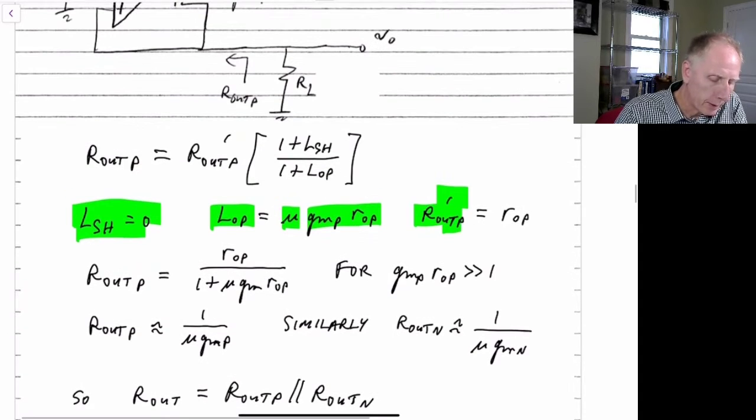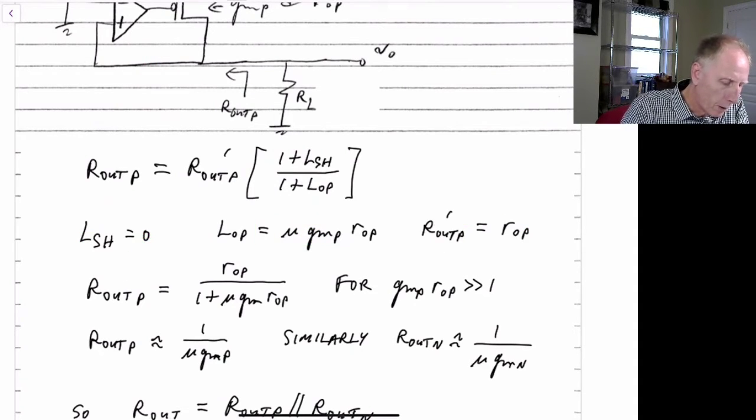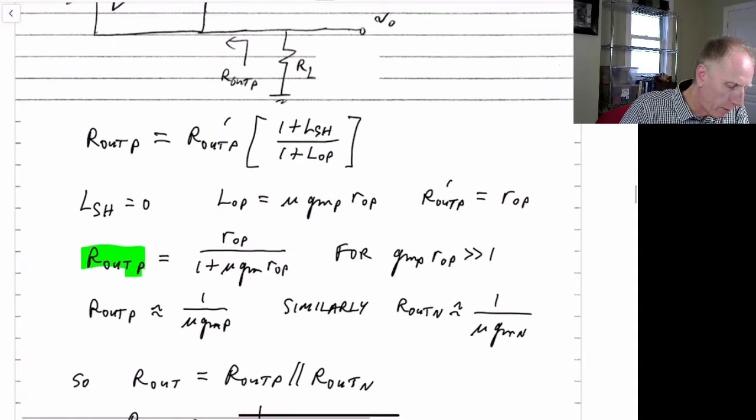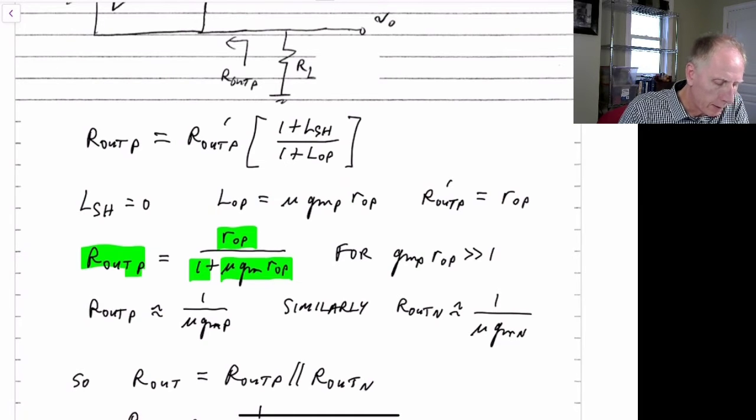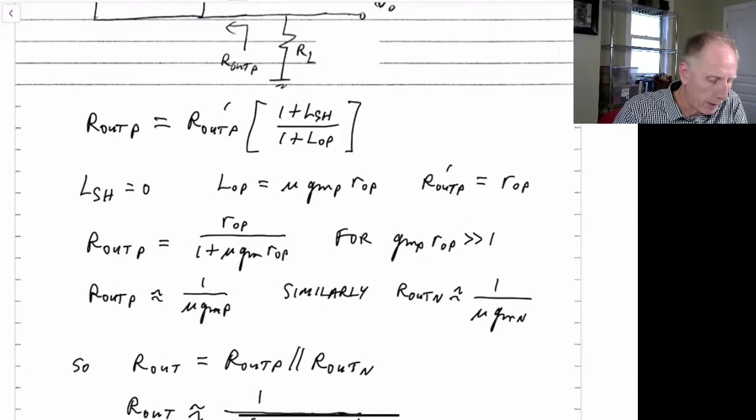roP prime is the impedance that we see when we break our loop. When the loop is broken at this location, we see an output impedance of roP. So the actual output impedance here, capital RoP, is equal to our small signal output impedance of the transistor, roP, divided by 1 plus mu, the gain of the amplifier, times gm roP. And if gm roP is much greater than 1, we can approximate that as just 1 over mu times gmP, where gm is the transconductance of that PMOS transistor.